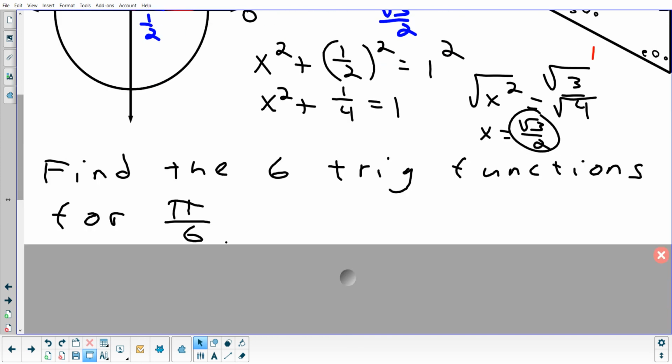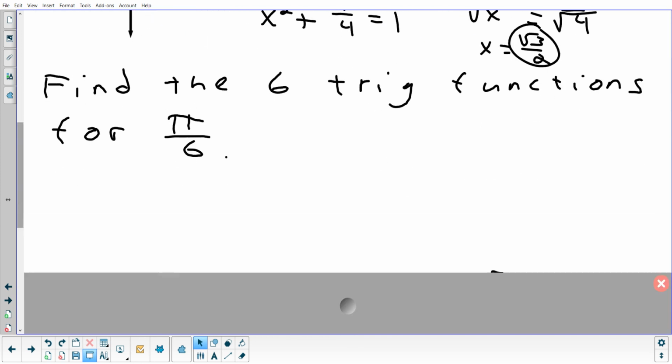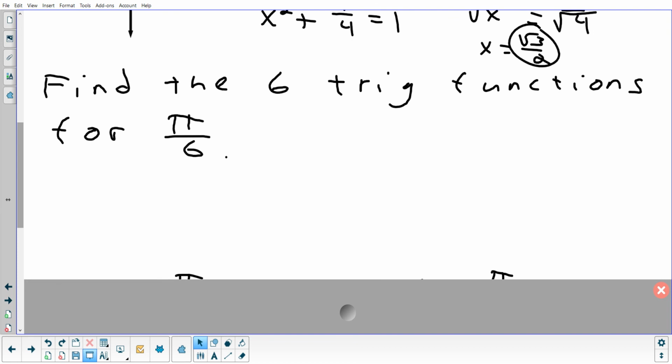All right, so let's try this one. Find the 6 trig functions of pi over 6. Well, first, does anybody remember what pi over 6 is in degrees? It's probably just going to make things a little easier. 30. That's a 30. So this is a problem about a 30-degree angle.